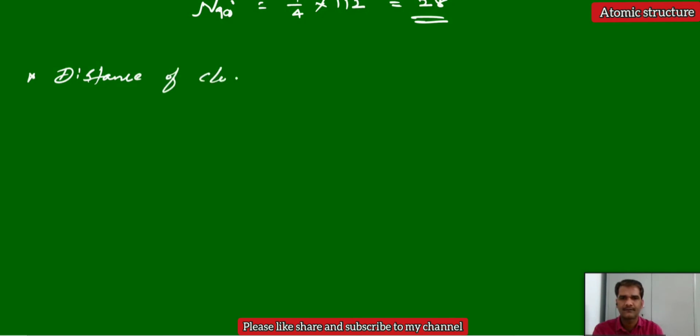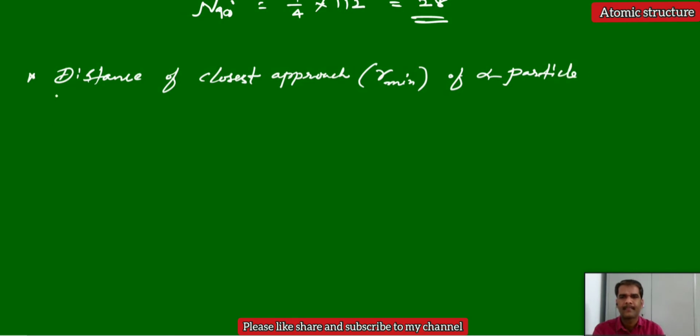Distance of closest approach. We can represent this as R minimum. R means the internuclear distance, the minimum internuclear distance of the alpha particle. Distance of closest approach of the alpha particle.